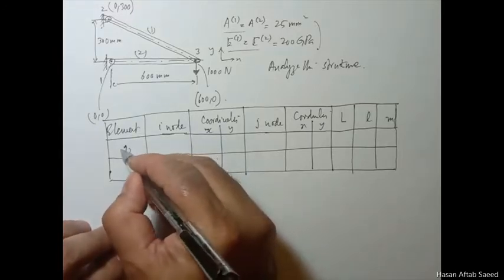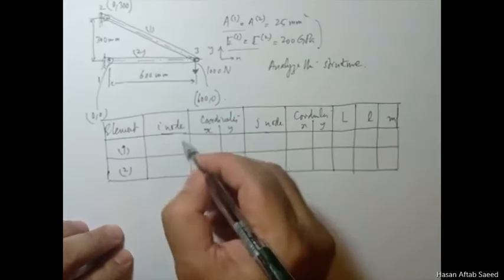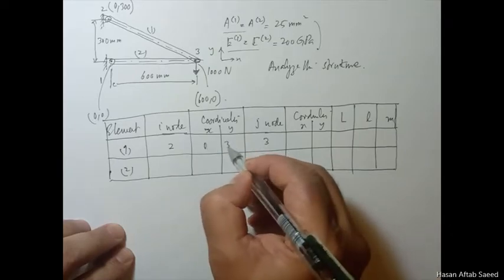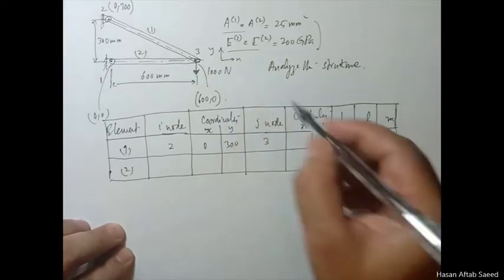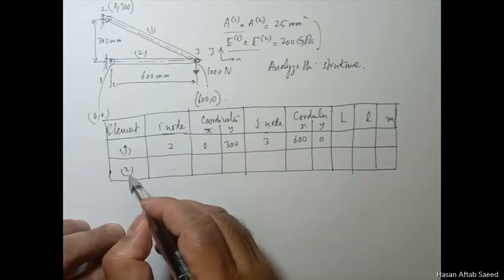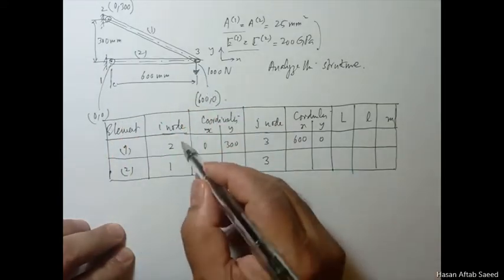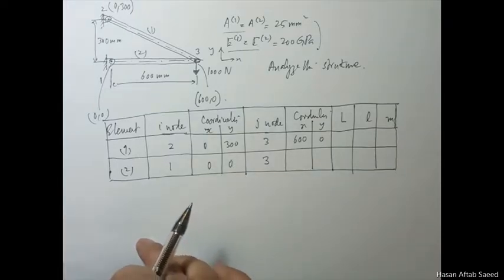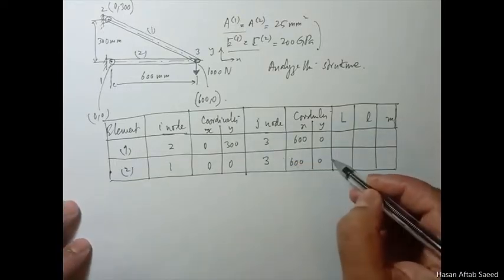So element 1, element 2. The I node for element 1 is 2 and the J node is 3. The coordinates are 0 300. I'm just reading off the diagram. And for 3 the coordinates are 600 0. Similarly for element 2, the I node is 1, the J node is 3. The coordinates of node 1 are 0 and 0, and node 3 is the same, so the coordinates are the same too.